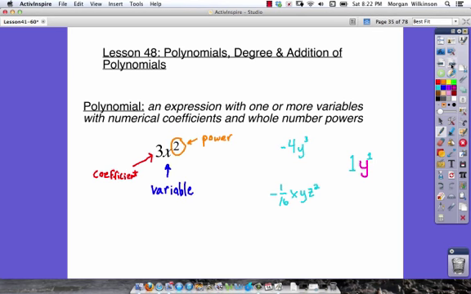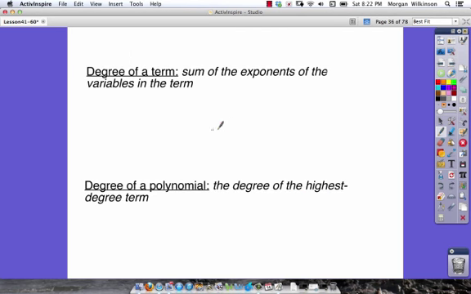Let's move on to our next example. Here we've got some more definitions. Pause again if you'd like to get these into your notes. A degree of a term is the sum of the exponents of the variables in the term. So if we have x to the second power, our degree is going to equal 2 because it's to the second power. And a degree always talks about what power you have. So degree here equals 2.